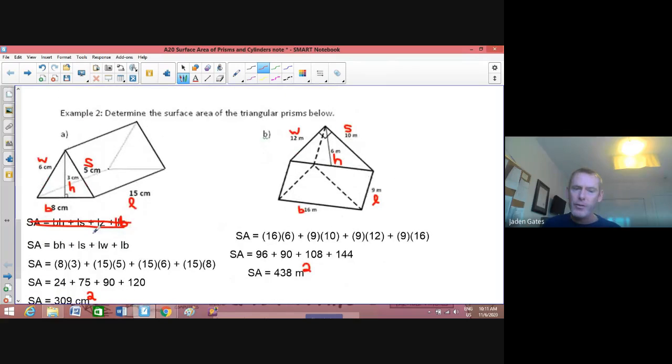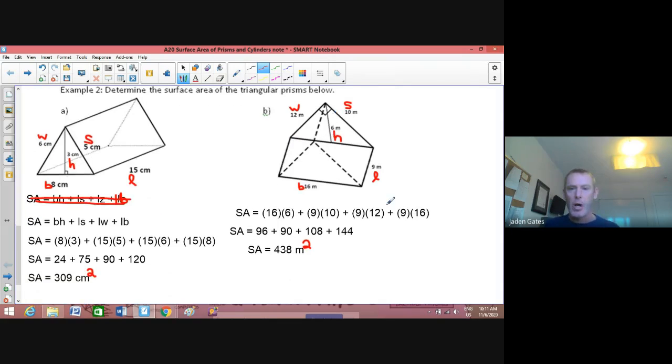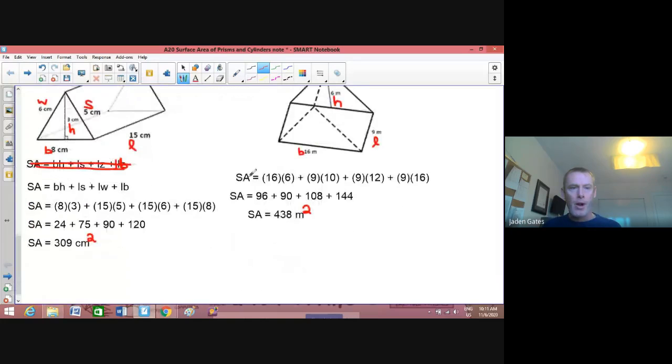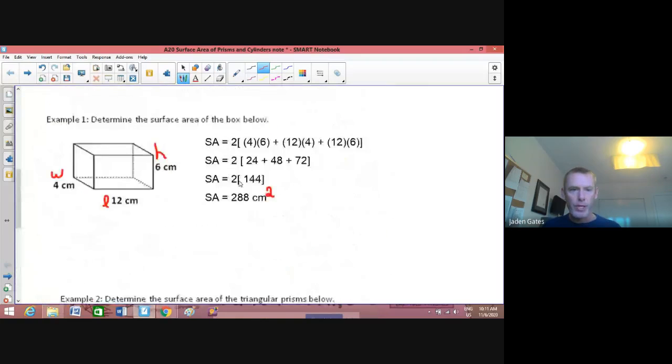Again, the key here is this formula is not so bad. It's the substituting into it that's the hard part, not mixing up your letters, not putting one in twice. Again, that's why I label my diagram and take my time going through it. All right, now there's prisms, which we did before.